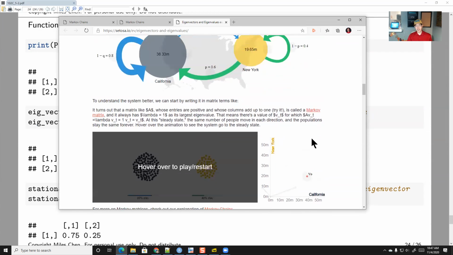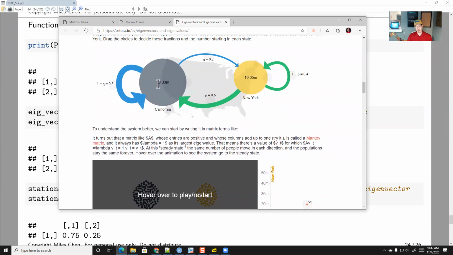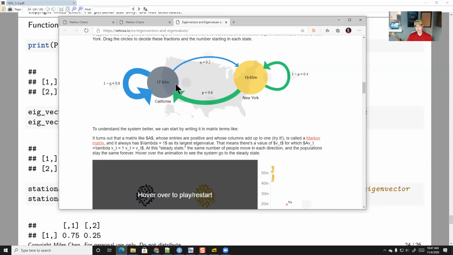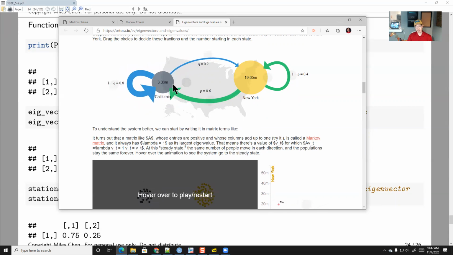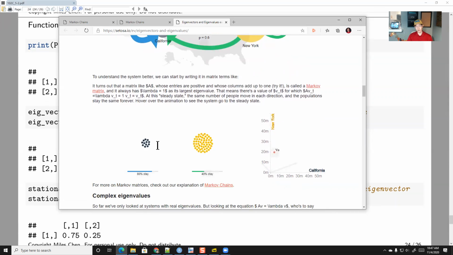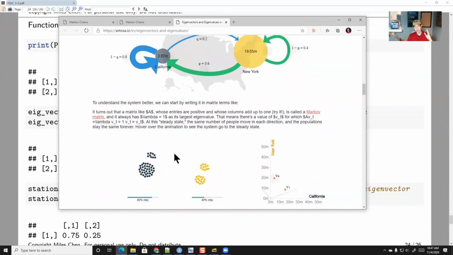All right. So from California, we're going to say 20% go to New York, and from New York, 60% go to California. Technically, you can start off with any kind of starting distribution here. So no matter where we start, watch what happens. 20% of Californians are going to move to New York, and then 60% of New York is going to come to California, okay?